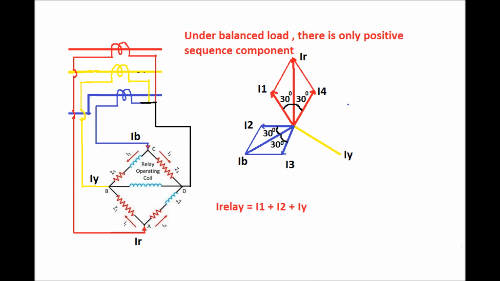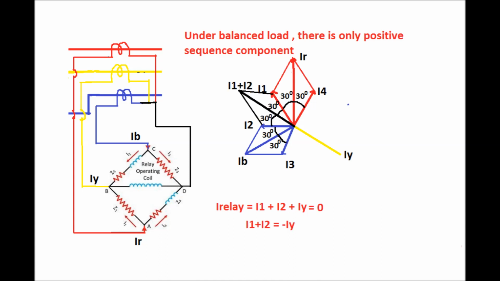We can see that due to flow of the positive sequence component of the current, that is IR, IY and IB, and due to the bridge circuit, the IR will be divided in two components, that is I1 and I4. I1 will lead IR by 30 degrees, and I4 will lag IR by 30 degrees. Again, in the upper circuit of the bridge arrangement, the IB current at point C will divide in two parts, I2 and I3, which are again 60 degrees apart. I2 will lag IB by 30 degrees, and I3 will lead IB by 30 degrees.